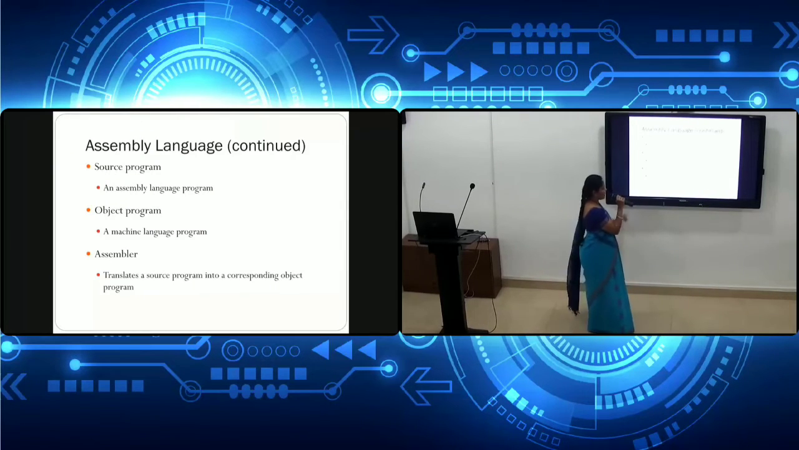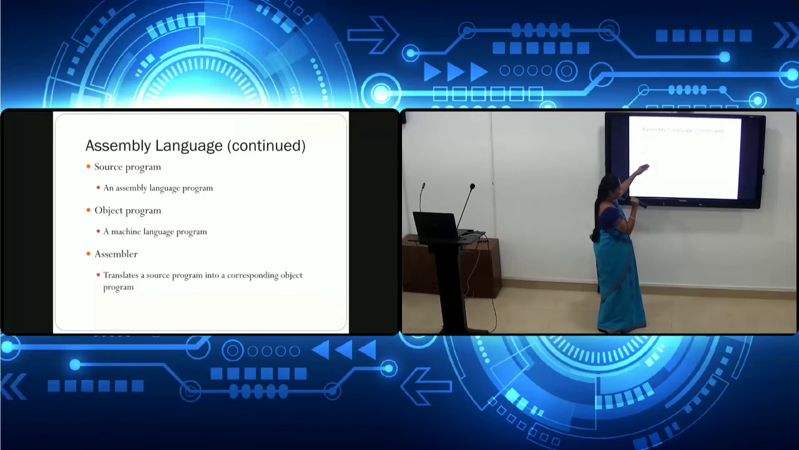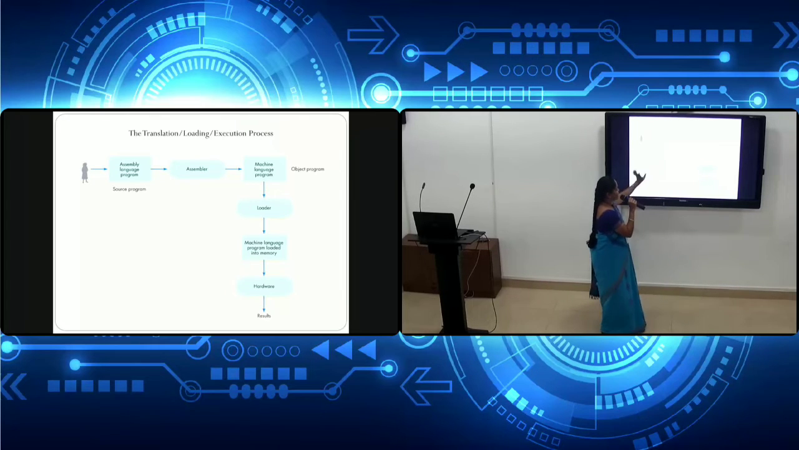So, source program, object program, and assembler. Source program is your assembly level language program, and your object program is nothing but machine level language. Source program is your input, object program is your output, and assembler is the intermediate translator. With the help of the source program, it is correspondingly translated to the object program. That is the output of that particular language. So first comes your source program, next your assembler, next your output process. So this is the main translation, loading, and execution process.